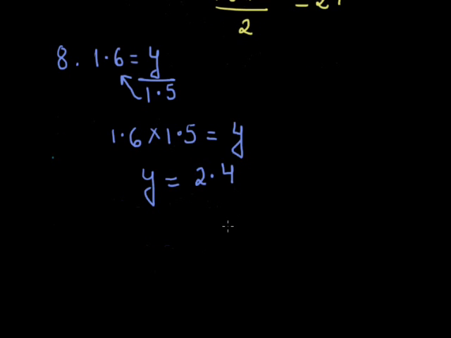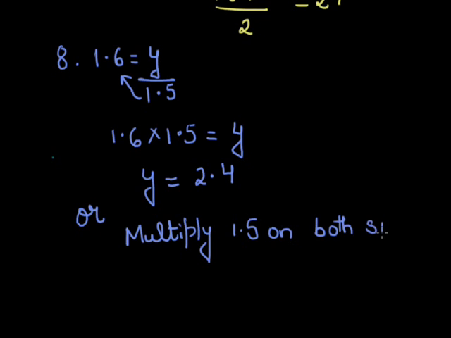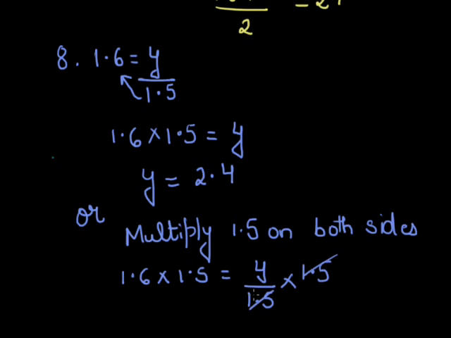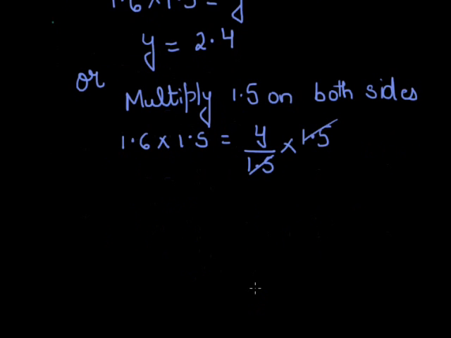Or else, I can solve this question as, I can multiply 1.5 on both sides. If I multiply 1.5 on both sides, it will become 1.6 into 1.5 is equal to y upon 1.5 into 1.5. Again, the answer is same. This 1.5 will get cancelled out, and the value of y will become 1.6 into 1.5, that is 2.4.